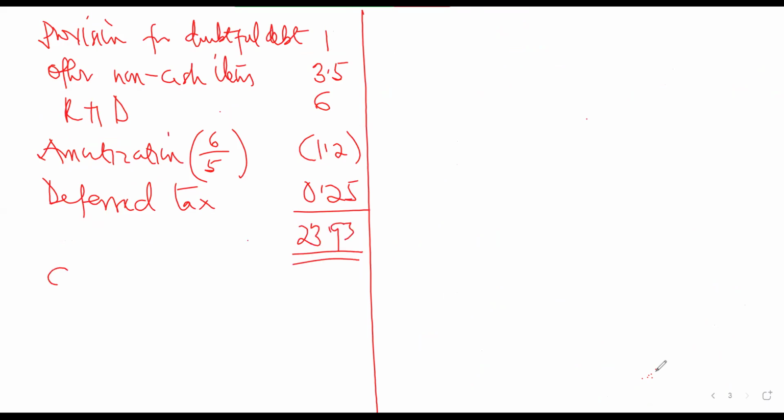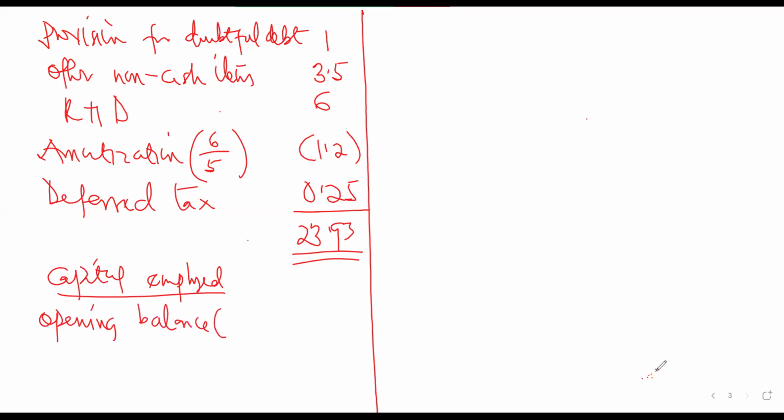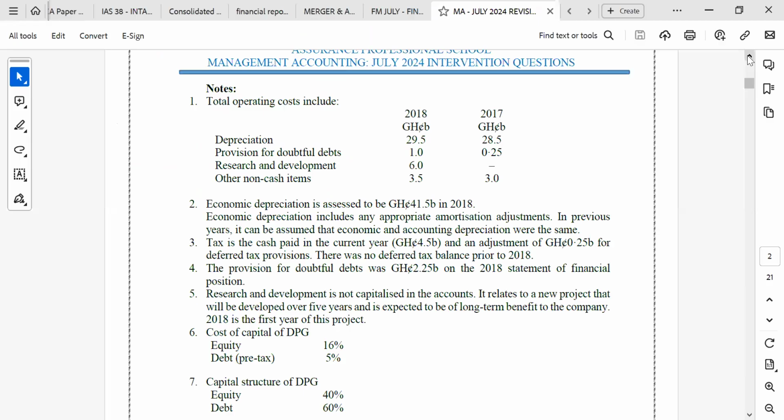So let's now find our capital employed. Capital employed should always be the opening balance. So we have the opening balance. That would be the 2017 figure. Let's go there and look for the capital employed. What is the capital employed?